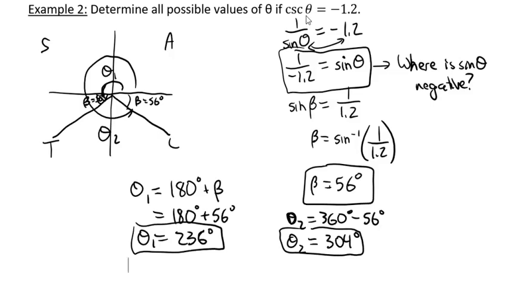So both of those answers, and you can go back and sub them in the equation. If you sub them back in that equation, cosecant theta, or even if you sub them into sine of theta, you're going to get the ratio of 1 over negative 1.2. They're both correct for that. Those are the two possible angles. There's always two for any ratio. You're going to get two possible angles.